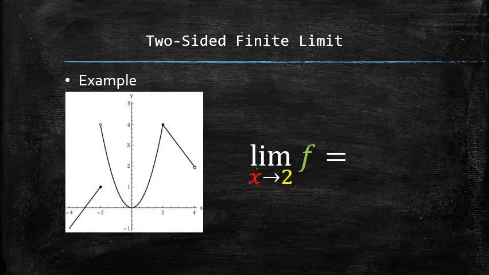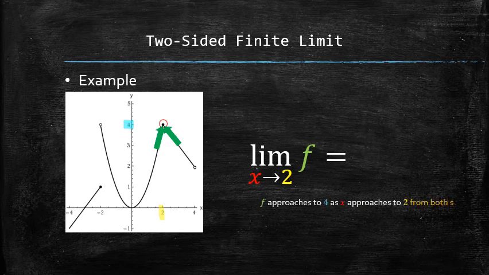To find the next two-sided limit, we need to determine the value which the function approaches as x approaches 2 from the left and the right. It is easy to see that the function approaches 4 from both sides. In other words, f approaches 4 as x approaches 2 from both sides. Therefore, the answer is 4. So we found the limit.